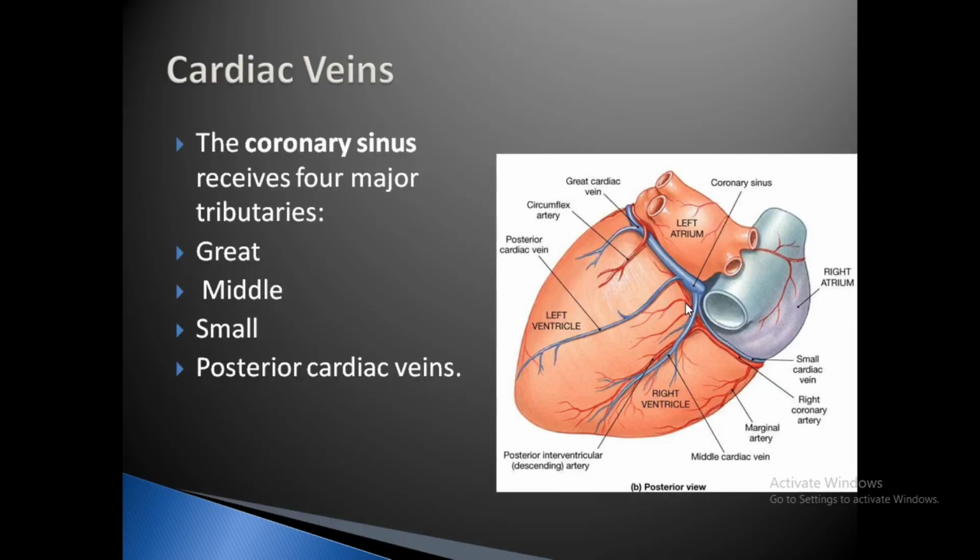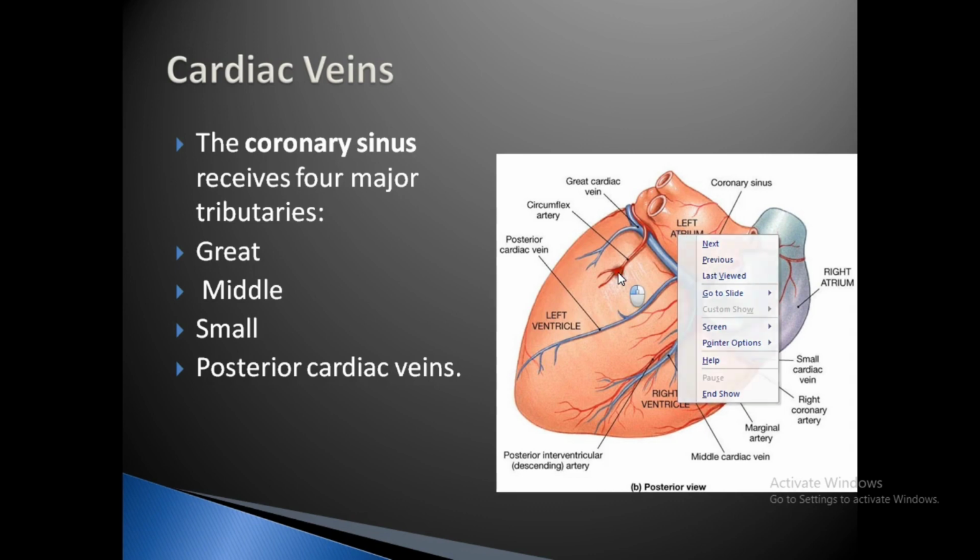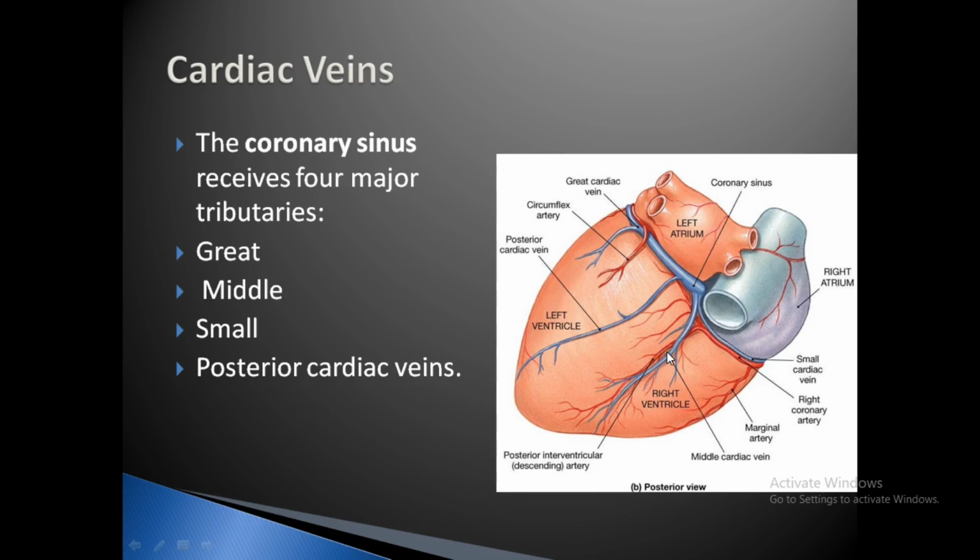So after the arterial supply, we move towards the cardiac veins. When we talk about the cardiac veins, we say that the coronary sinus receives four major tributaries. That is the great cardiac vein. You can see in the picture, this is the great cardiac vein, the middle cardiac vein, the small cardiac vein, and the posterior cardiac veins.